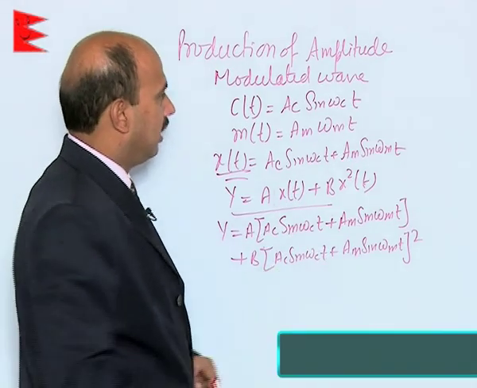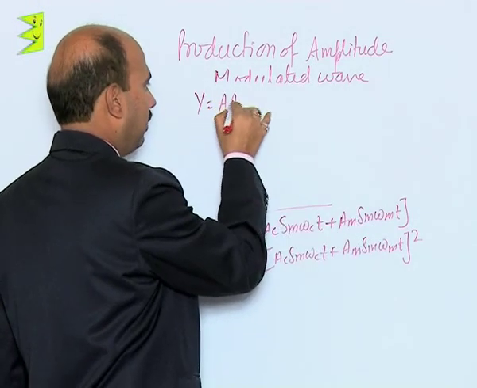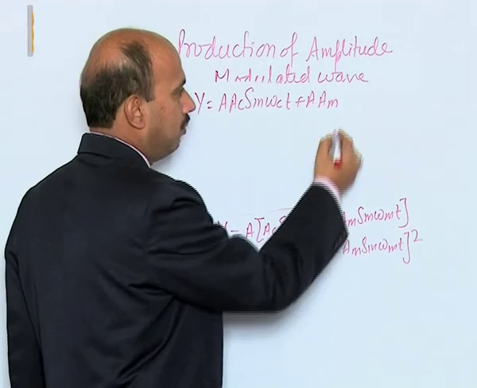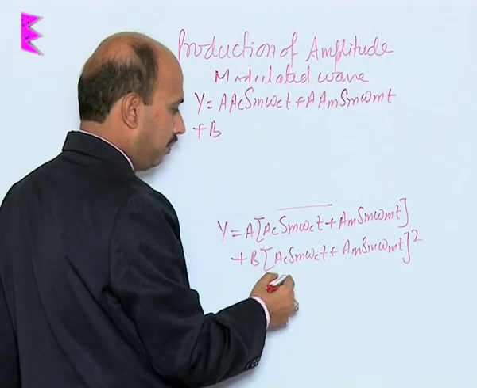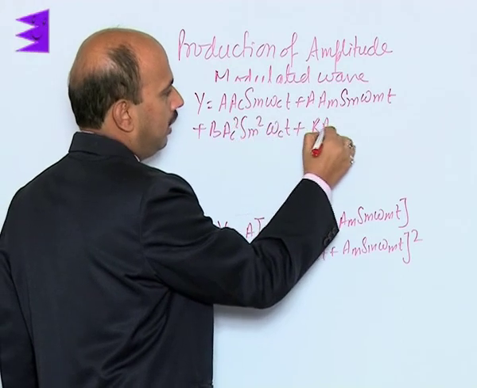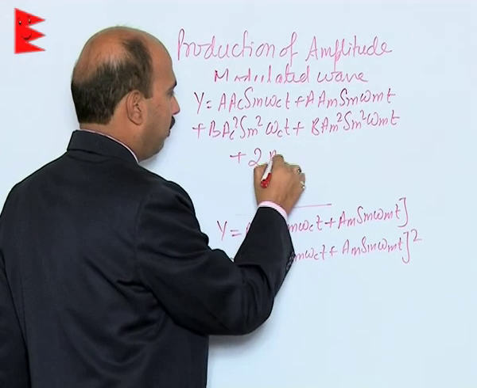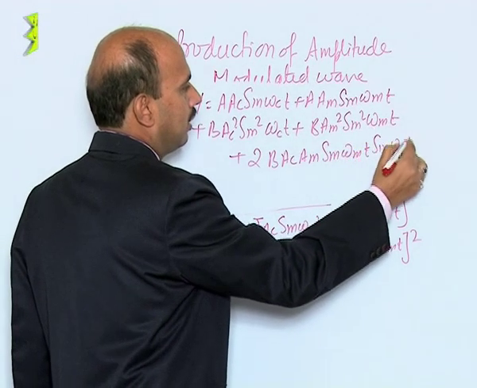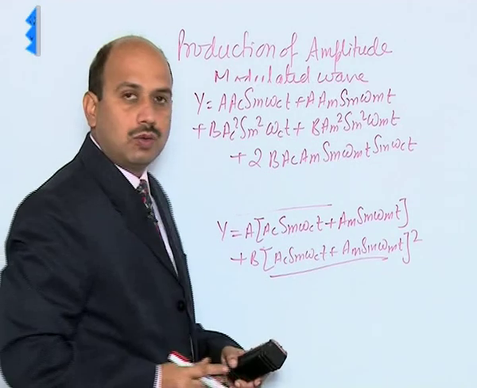So we can simplify these relations. When we simplify, we get y equal to a Ac sin omega c t plus a Am sin omega m t, where a is a constant, plus we can break this: b Ac squared sin squared omega c t plus b Am squared sin squared omega m t plus twice b Ac Am sin omega m t sin omega c t. I have broken this equation according to (a plus b) whole squared.